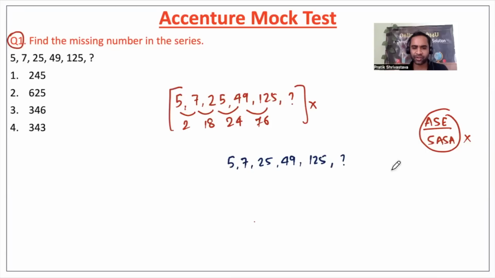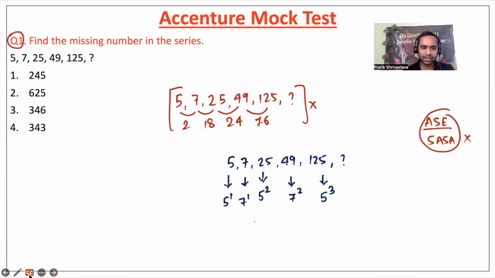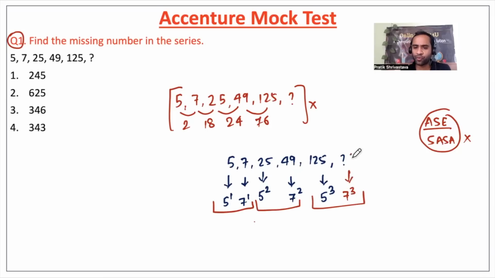Now once I see this question, friends, directly it comes to my mind that 25 is 5 square, 49 is 7 square, and 125 is 5 cube. Remaining things we will see later. Here, this is 7 to the power 1 and this is nothing but 5 to the power 1. So we have 5 to the power 1, 7 to the power 1, 5 square, 7 square, and then definitely here it will be 5 cube and 7 cube. So 7 cube is nothing but 343. Is there any option? Option D. That's all, your answer is done here.